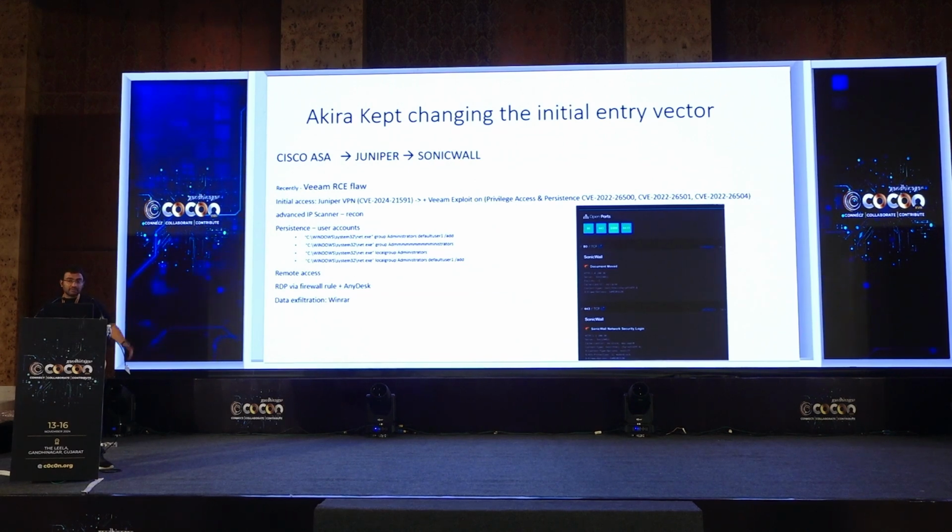Now, as time went by, Akira started shifting their infection vectors. From Cisco, they started targeting Juniper, then they moved to SonicWall, and they also started targeting vulnerabilities in Veeam. It's kind of typical. These guys have made a huge amount of money, and they were active. They were not collapsing, or getting arrested by any federal agents. So they proliferated, they grew over a period of time, and that's why they started targeting different vulnerabilities.